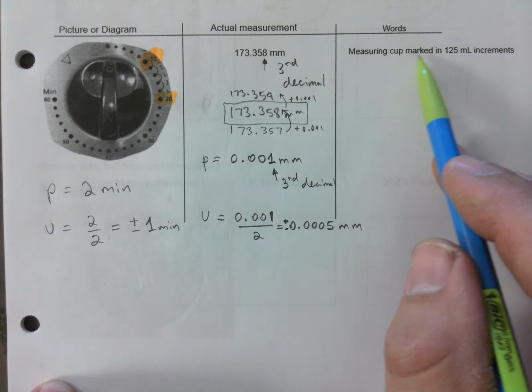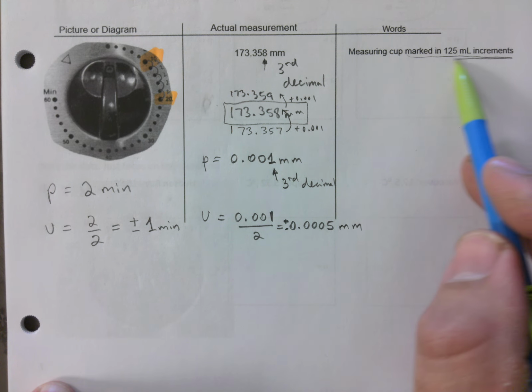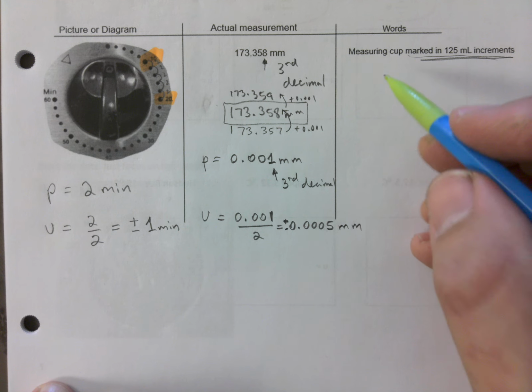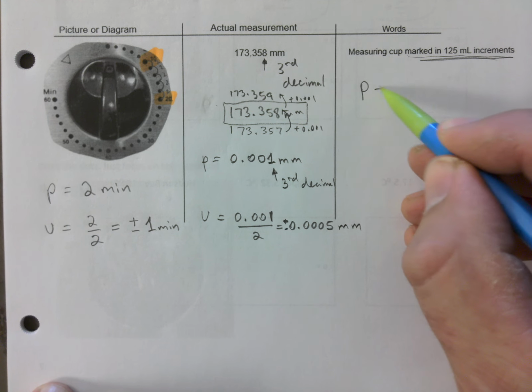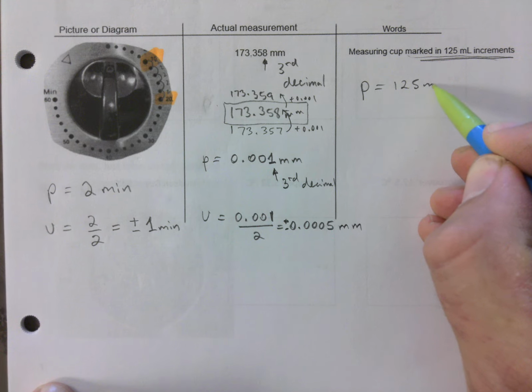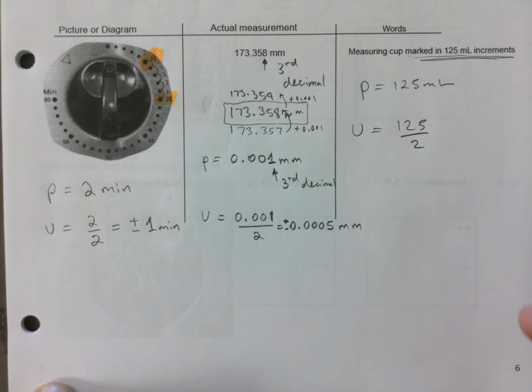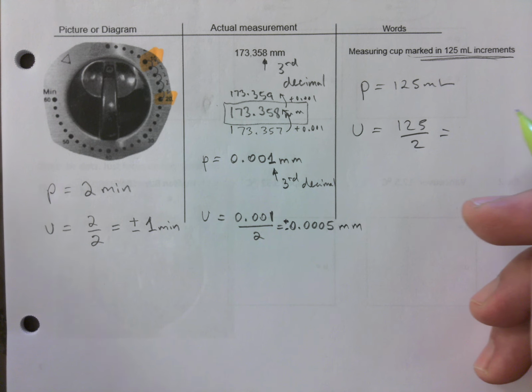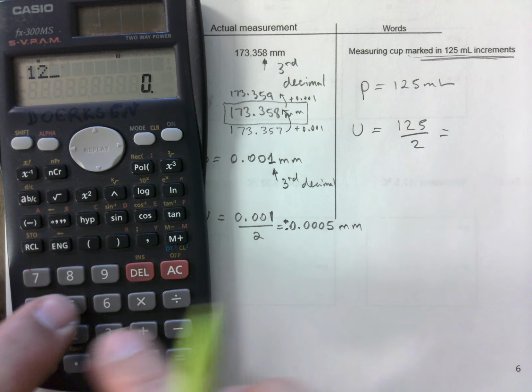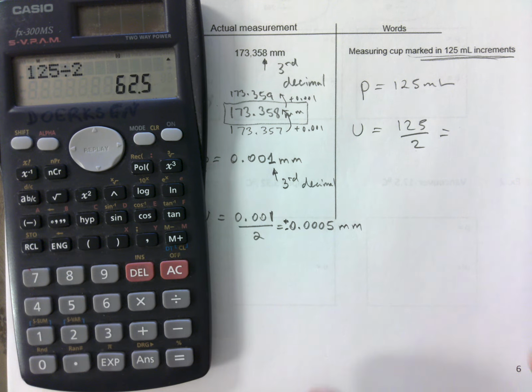Next, measuring cup marked in 125 ml increments, no problem. I'm going to say that my precision is 125 ml. My uncertainty is 125 divided by 2. 125 divided by 2 is 62.5 ml. This is just the standard in this unit. That's how we do it.